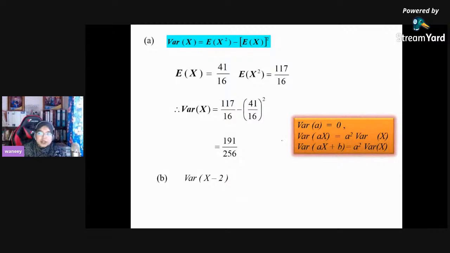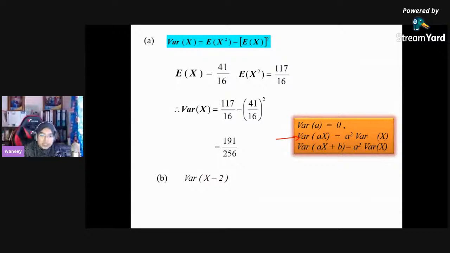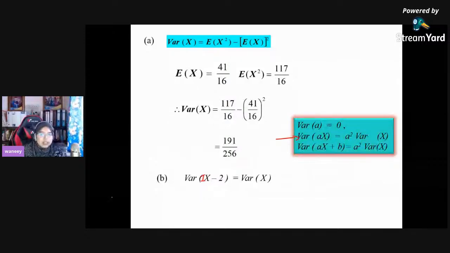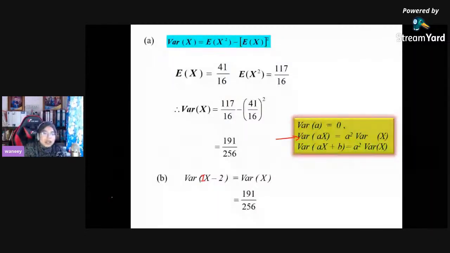So variance of aX is simply equal to a square variance of X. As you can see over here, the number in front of x is 1. So this is 1 square variance of X, or you can say that it is also equal to variance of X. And the value of variance of X minus 2 is simply equal to 191 over 256. Okay, so now 2 more to go.